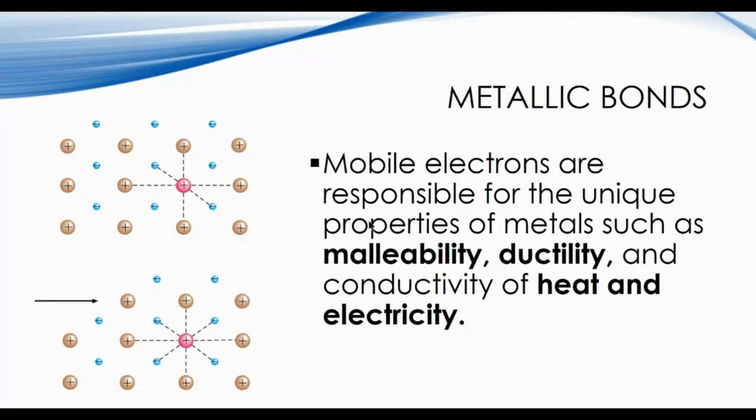When it comes to the conductivity of heat and electricity, both of them are dictated by the movement of electrons. So the sea of electrons is the explanation as to why we observe the properties that we usually associate with metals.